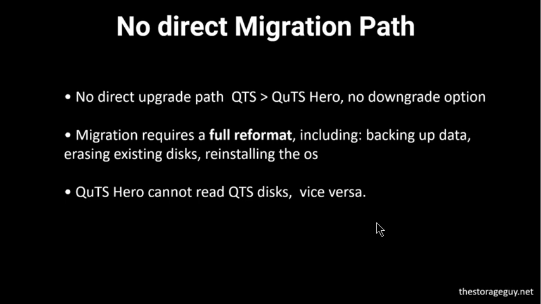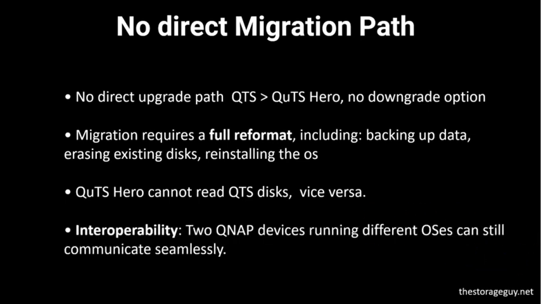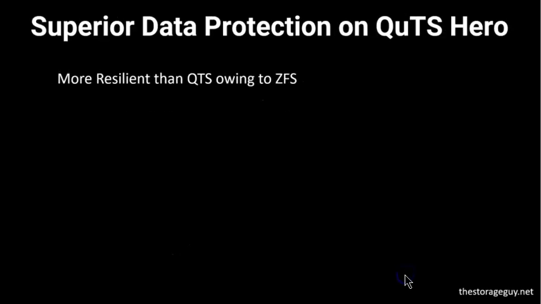If you try to use a disk that was formatted in one operating system in another operating system, that will fail also, because Hero cannot read any disk that was written by QTS, and this goes the other way around also. QTS cannot read any disk that was written by QTS Hero. On the network level, however, you can have two QNAPs with two different operating systems, and you will have no problem at all in setting up any job between those two, or discovering the network shares between the two. So that's not a problem.